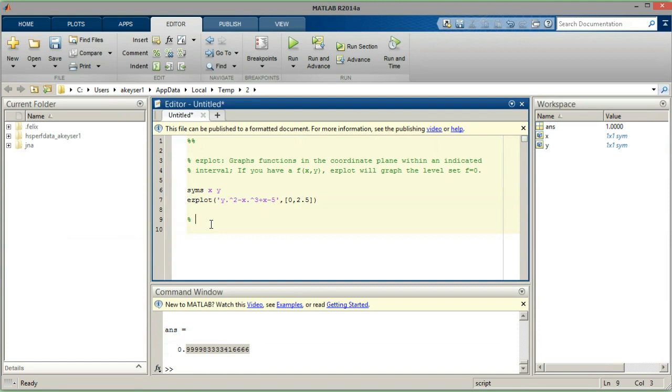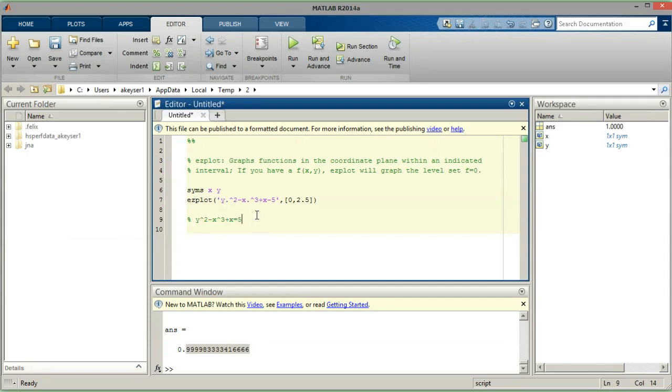If you were to do it, you would have y squared minus x cubed plus x equals 5, okay? And you're saying this expression is equal to 5. This expression is f. F equal to 5 corresponds to the level set f equals 5, okay? Well, again, EasyPlot will only give you the level set f equals 0.